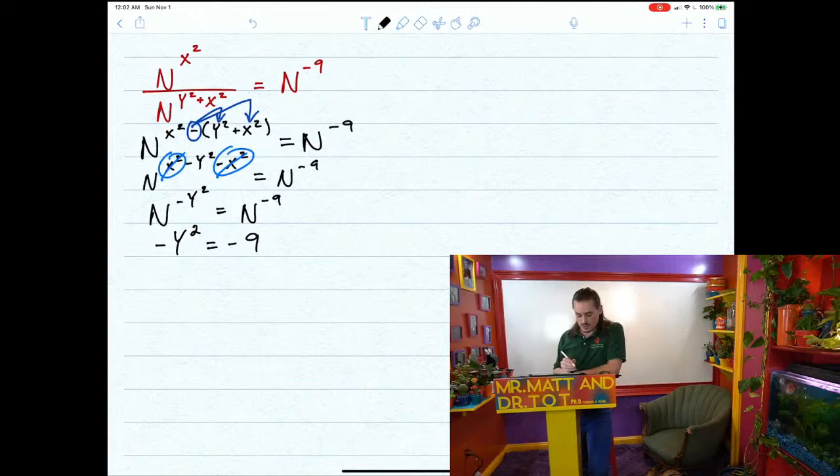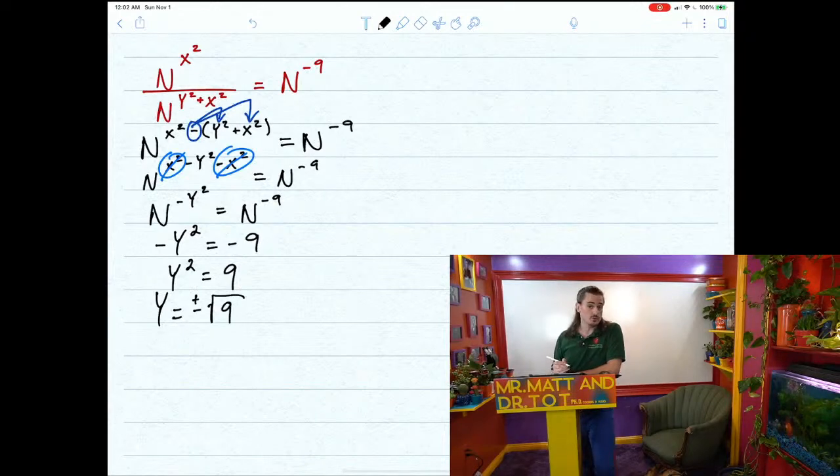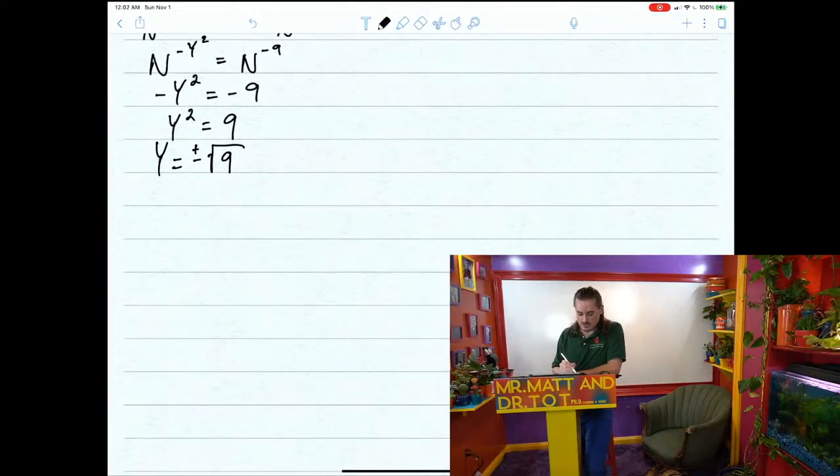Dividing by negative 1 on both sides, we're going to find that y squared is equal to positive 9. Then taking the square root, y is equal to plus or minus the square root of 9. Remember, when you take the square root on both sides of an equation, you have to consider the positive and the negative answers. So your answers here are going to be plus or minus 3. So you have two answers.